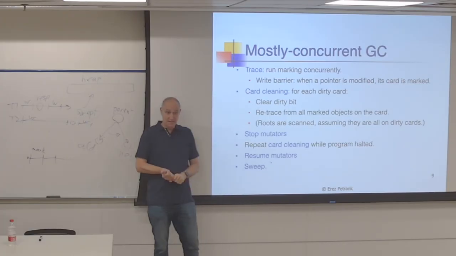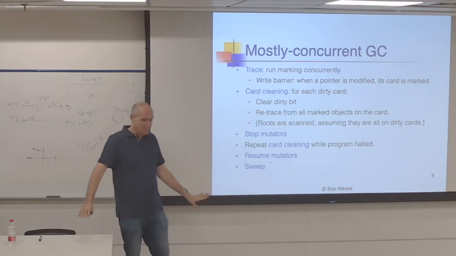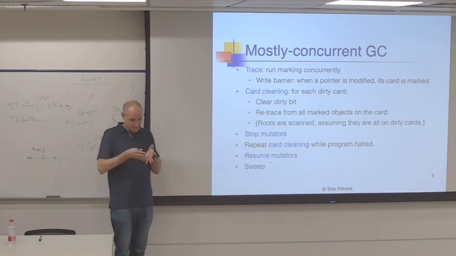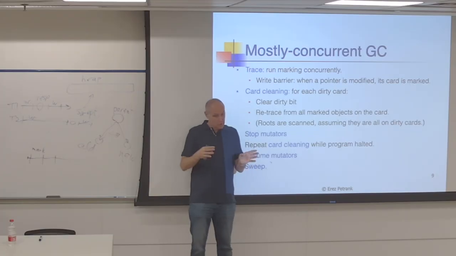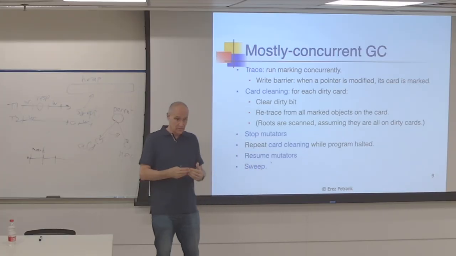The sweep you cannot start before you're completely done with the mark. Because the sweep assumes that if something is white, it's unreachable and you're going to reclaim it. If you're not sure you're done with the marking phase, you cannot run sweep.